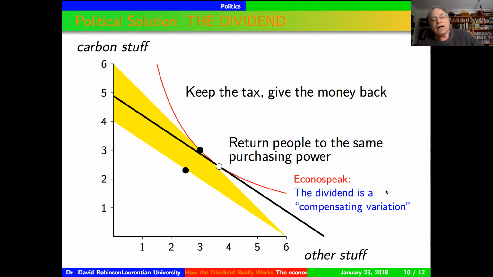And that white dot shows that they've shifted to more other stuff because of the price effect. The income effect we canceled out by giving the money back. So we only have the price effect, no income effect. People can't complain. If they have no income effect, they can buy the same bundle they bought before. So that's the logic of a compensating variation. If you like econo-speak, you can practice the word.